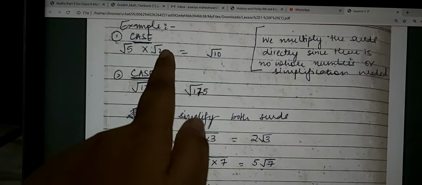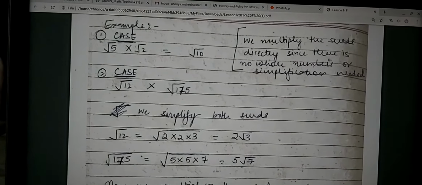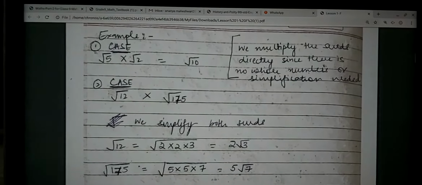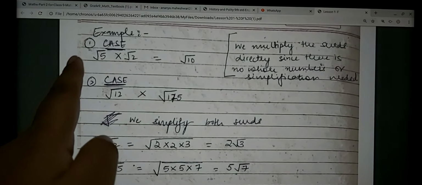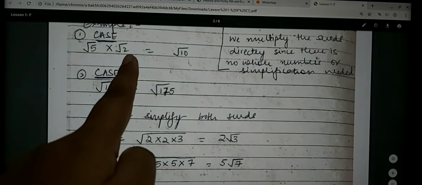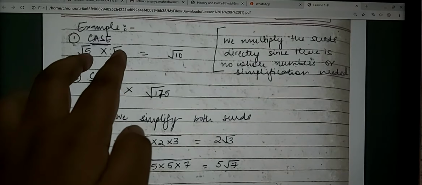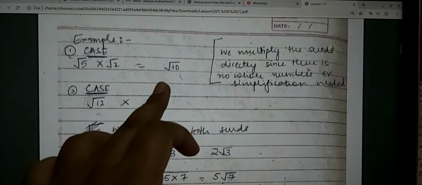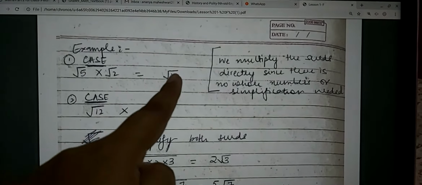Root 5 into root 2. Okay, now root 5 is in its simplest form. Root 2 is also in its simplest form. I can't multiply anything into anything to get 5 or 2. So what am I going to do? I'm just going to multiply what's inside. 5 into 2 kitna hua? 10. Okay, 5 into 2 is equal to 10.